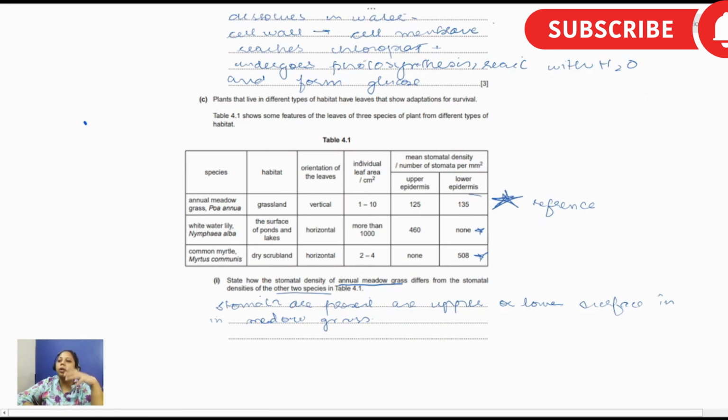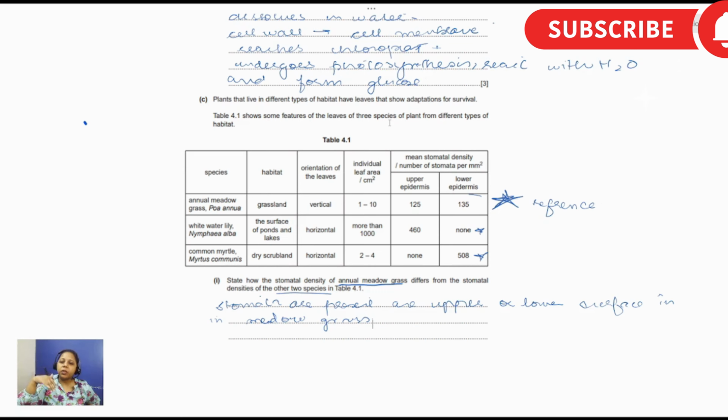In annual meadow grass, they're present in equal amount in the upper and lower surface. But if we talk about the water lily, in the lower epidermis they're very few, and in the upper epidermis they're more, as compared to the annual meadow grass. But if we compare annual meadow grass and the common myrtle, then the annual meadow grass would have more stomata in the upper epidermis. In the dry scrubland plant, there would be very few or no stomata in the upper surface.